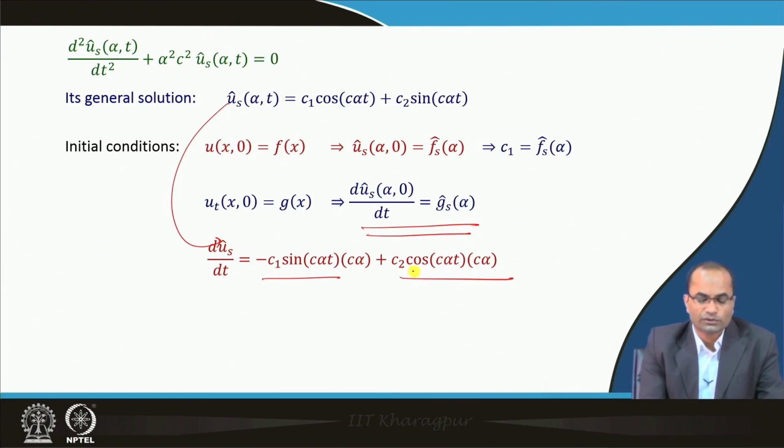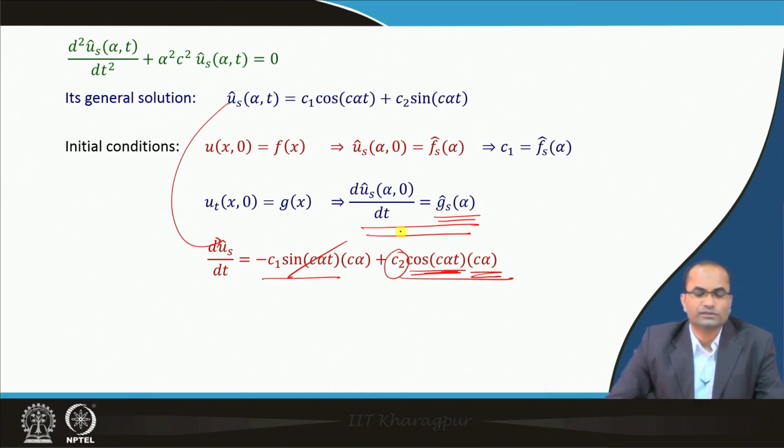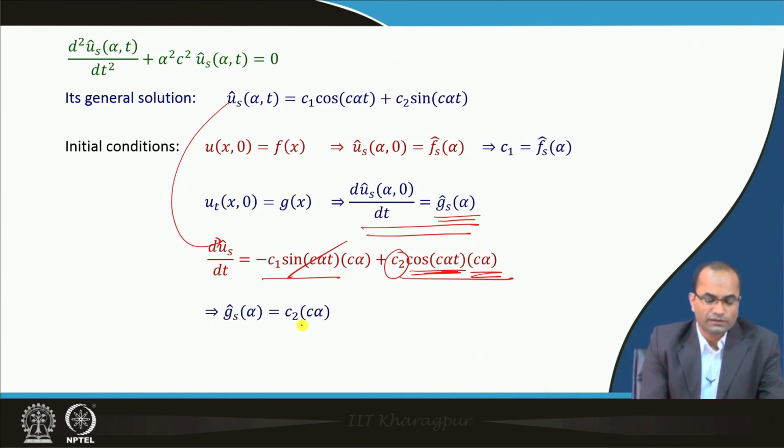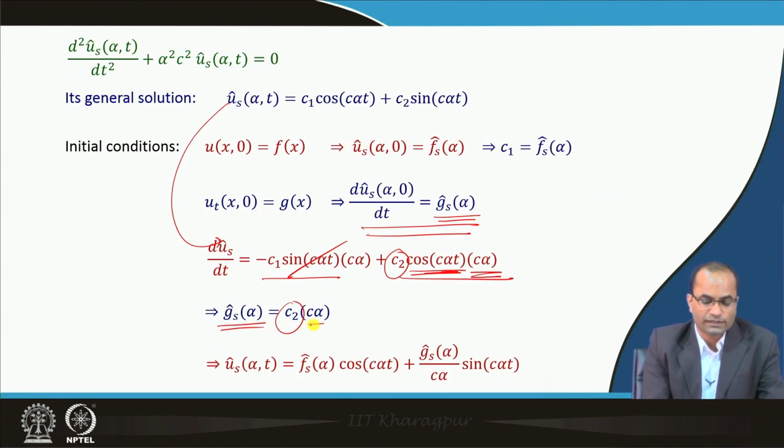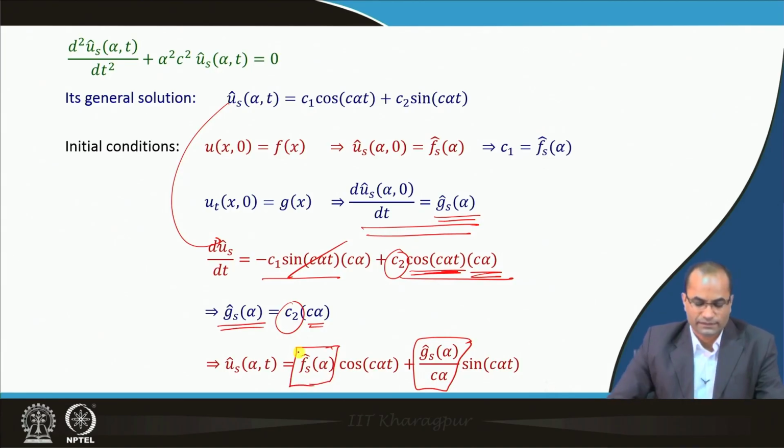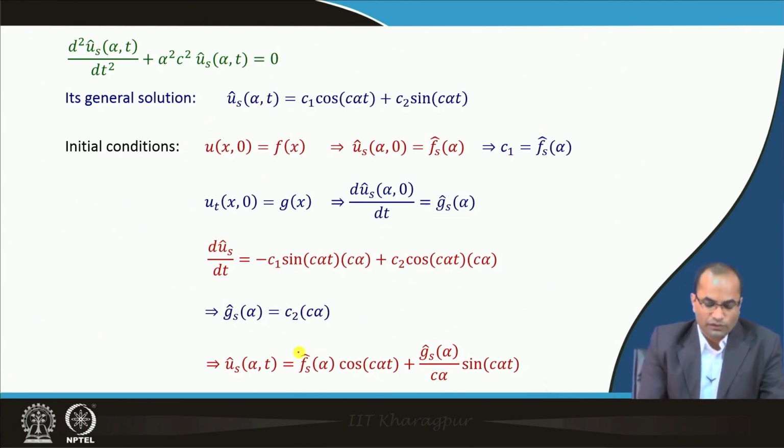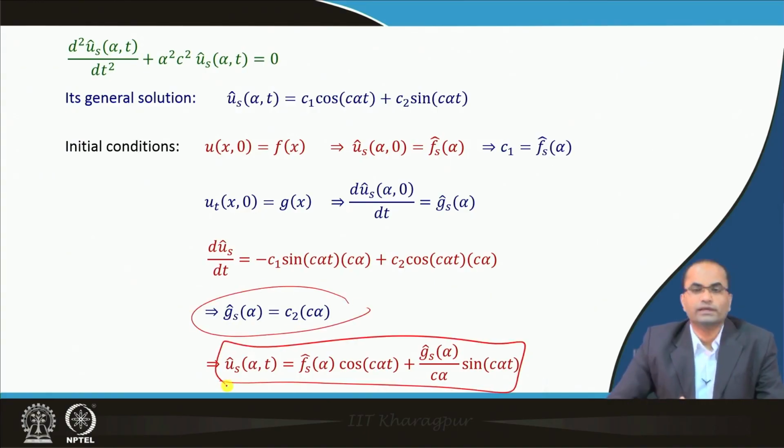So, when t equal to 0, cos 0 is 1, and this will get cancelled this time. So, we have c 2 and the c alpha, and that is equal to this g s. So, basically we got this c 2 as g s hat over c alpha, which is substituted here for c 2, and for c 1 we have f s hat alpha. So, we got this solution here, which incorporates all boundary conditions, all initial conditions.